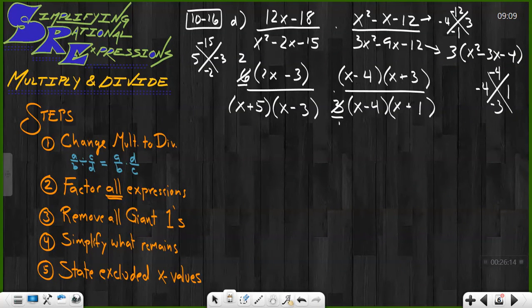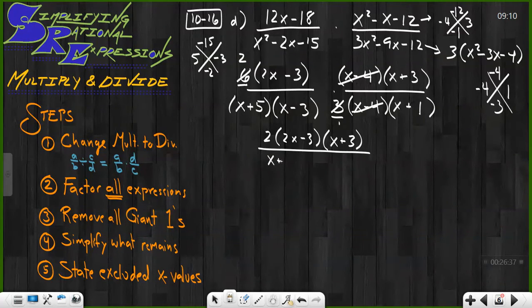All right. I also notice 2x minus 3 doesn't have a partner. X minus 4 does, and x plus 3, x minus 3. Not a partner there, so we can't go down any further. All right, so let's simplify this out. We've got 2 times 2x minus 3 times x plus 3, all over x plus 5, x minus 3, and x plus 1.